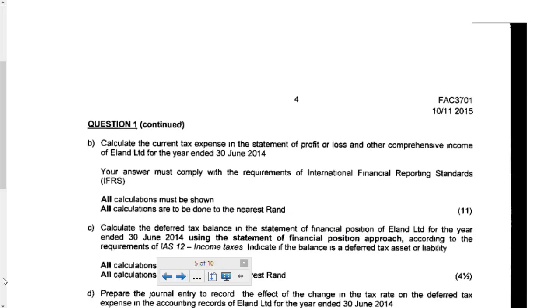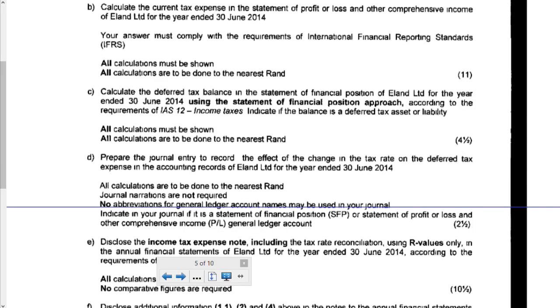Then question B is for 11. It asks you to calculate the current tax expense. So that's a current tax calc. So you would set up your required, you would leave half a page for the first. Then I would almost leave a full page, isn't it, for this one, for B, a tax calc. You just don't know how long it's going to go on for.